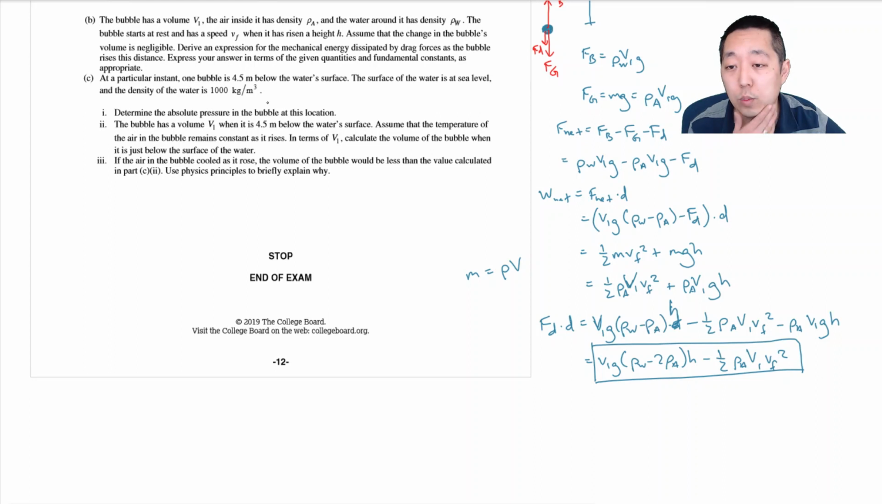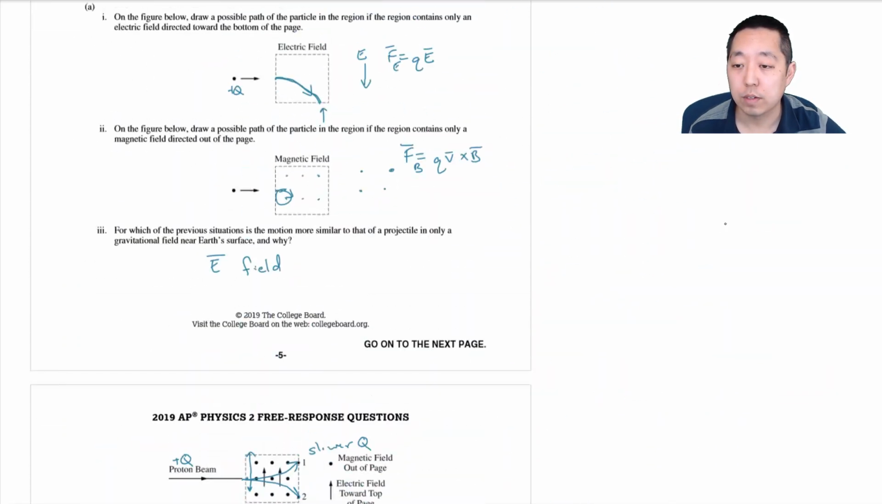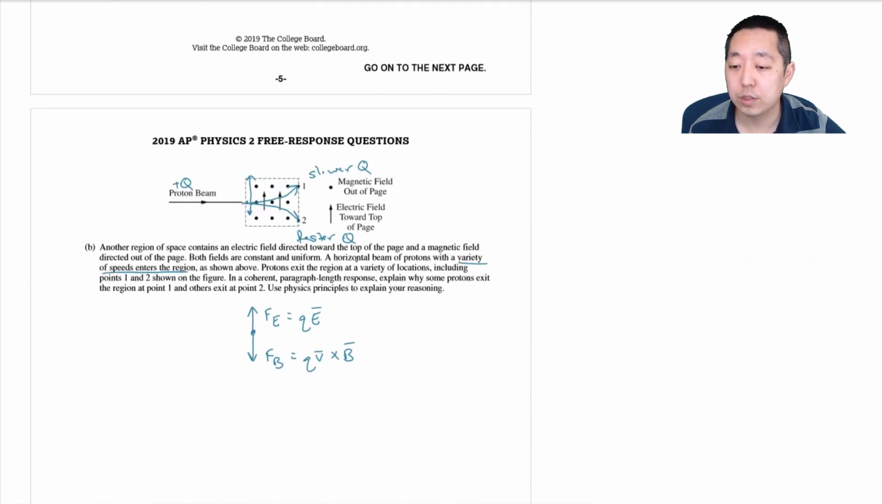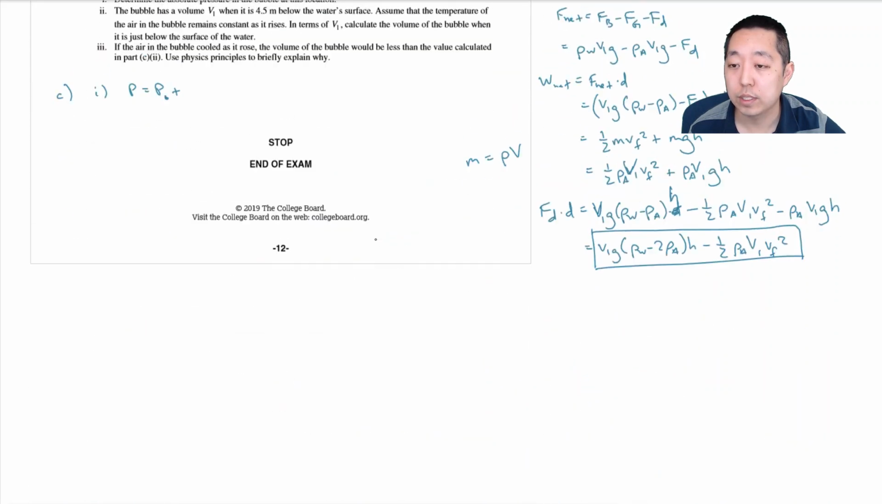At a particular instant, one bubble is 4.5 meters below the water surface. The surface of the water is at sea level, and the density of the water is 1,000 kilograms per cubic meter. Determine the absolute pressure at this bubble location. So pressure is equal to P naught plus, you guys have an equation for this. Let me pull up the equation. Rho g h, right, just due to the weight of the water. That makes sense.